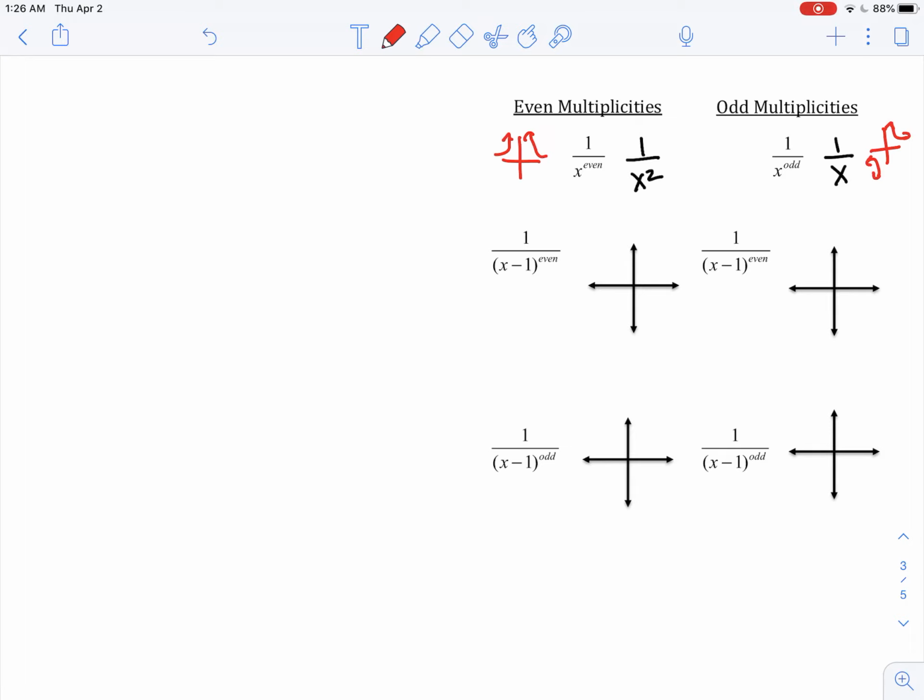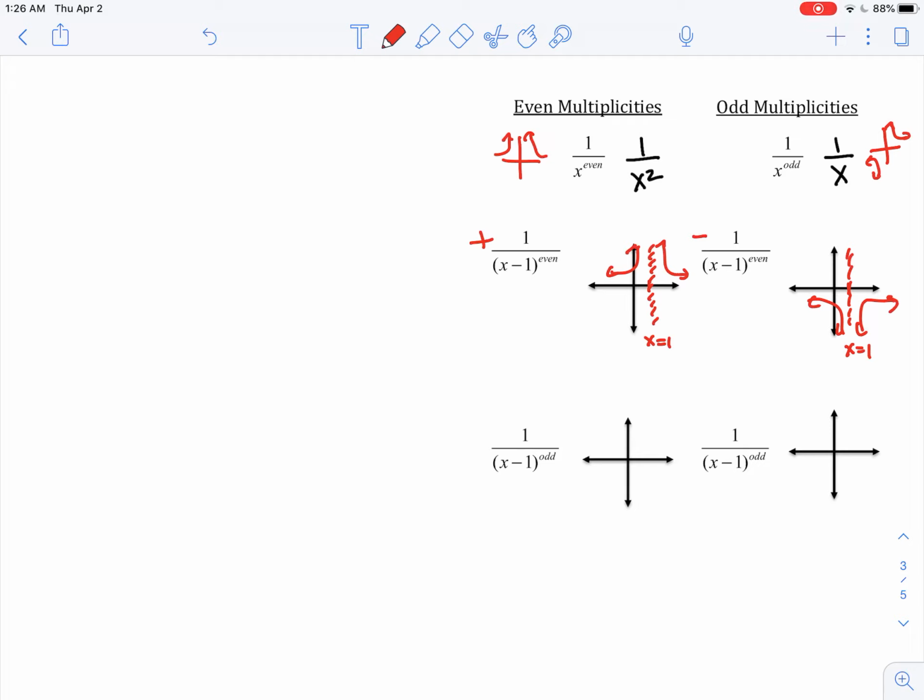Okay, so if we look at our 1 over x minus 1 even, where we have this vertical asymptote here at x equal to 1, if this is a positive coefficient of 1 over x even, then our graph would be up here, versus if it is a negative coefficient around x equal to 1, then our graph would be flipped and would be down here.